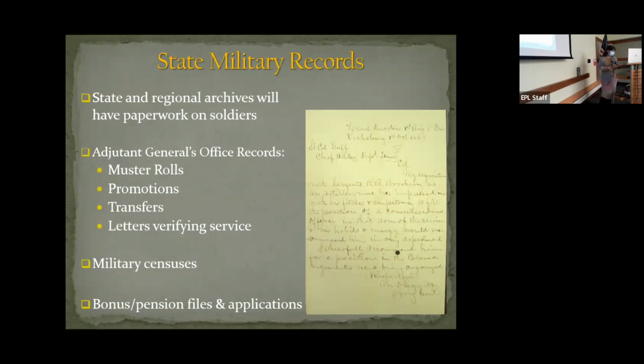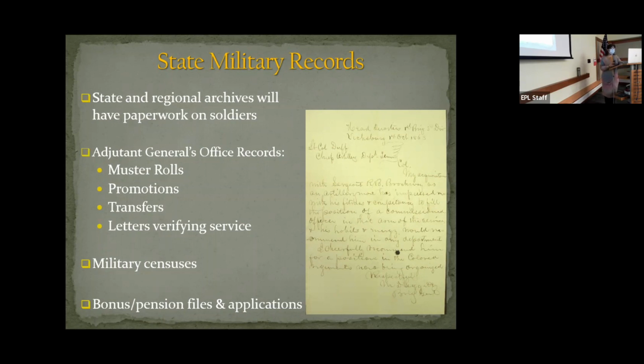And then those bonuses, those pension files, those applications, all of those live on the state level as well. So this is a letter that's written extolling the virtues of a doctor that they want to put in charge of a military unit. And it's a series of letters of people writing to say what a wonderful job he did and that he should be promoted to this task.